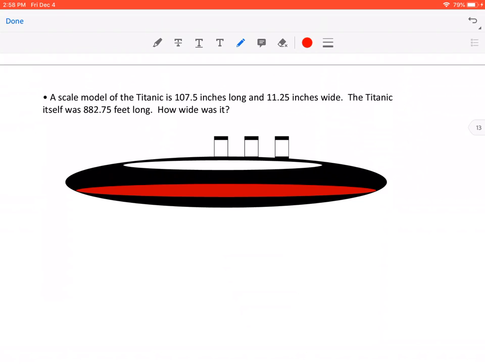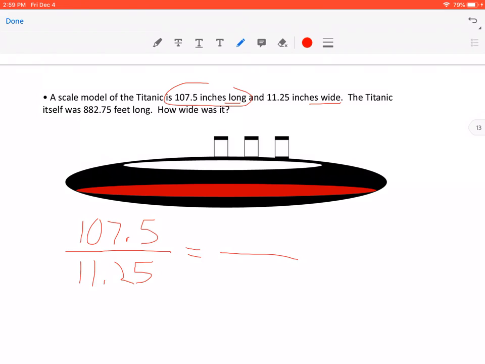Next problem, a scale model of the Titanic is 107.5 inches long and 11.25 inches wide. So we'll do 107.5 as the length up top, and 11.25 as the width on the bottom. The Titanic itself was 882.75 feet long, so where did I put length? I put it on the top, so I need to put the 882.75 here, and the question says how wide is it? There's x right there.